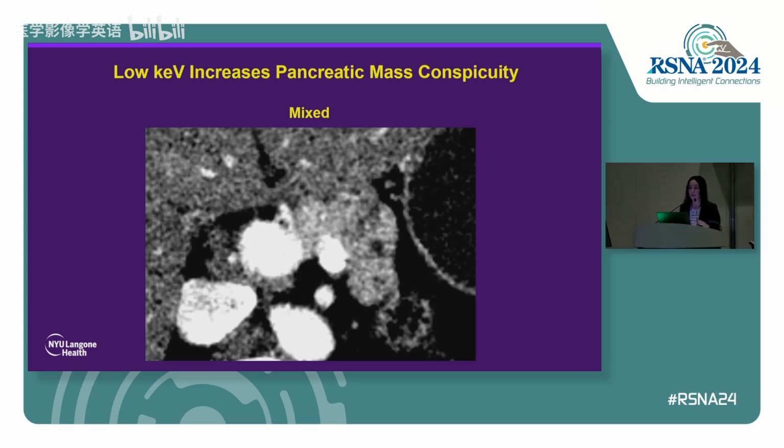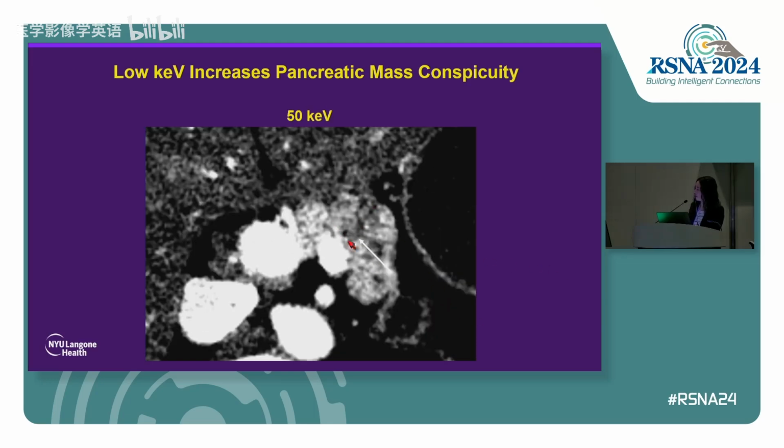So here's a heavily windowed image through the pancreas, and it shows a pancreatic body mass. But if you go to the low keV, you can really see it more clearly on its borders. And this ability to see these tumors more clearly on low keV images is documented in the literature.